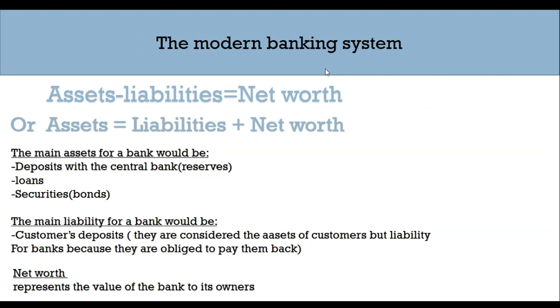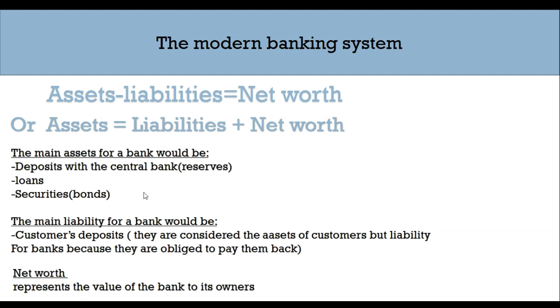Now let's talk about the modern banking system. So we have this equation, which I think you're familiar with: assets minus liabilities is equal to net worth, the same as assets equal liabilities plus net worth. So let's talk about the assets, liabilities, and net worth of a bank. The main assets for a bank would be deposits with the central bank, the loans, and securities. Those are the main assets that any bank has. They have the deposits, which we can also call the reserves. We have the loans that they issue for the customers, and we have the bonds.